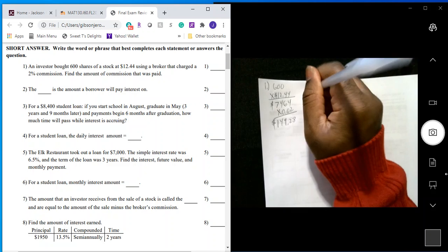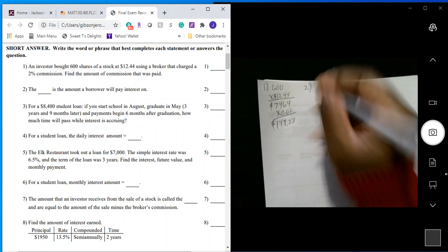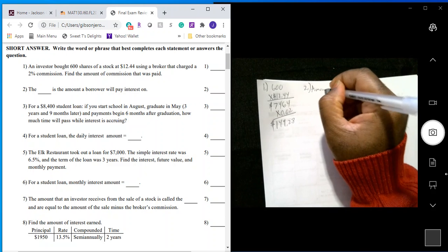Problem number 2. It says the blank is the amount a borrower will pay interest on. It's the amount financed.